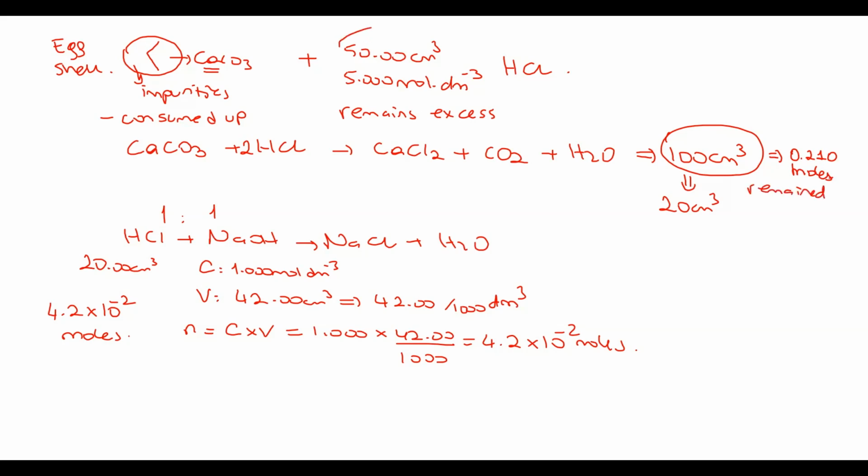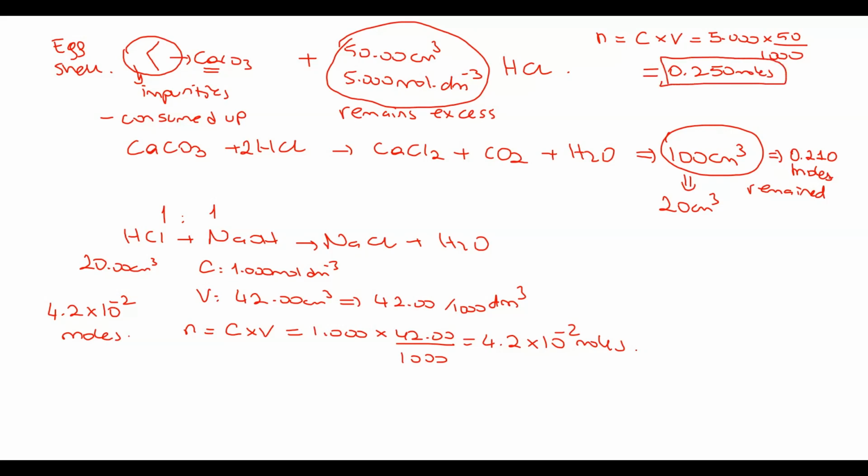We also know the initial number of moles of hydrochloric acid. The number of moles of initial acid is the multiplication of its concentration and volume. Again, volume must be converted into dm³. So 5 molar times 50 cm³ divided by 1000 gives us 0.250 moles. The difference between the initial and remaining moles gives us the number of moles of acid that reacted with calcium carbonate. When we subtract 0.210 from 0.250, we find the number of moles of hydrochloric acid as 0.040 moles.